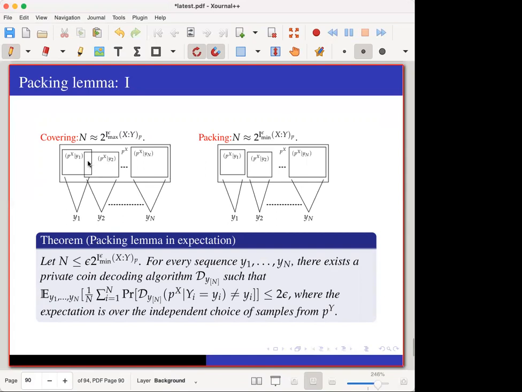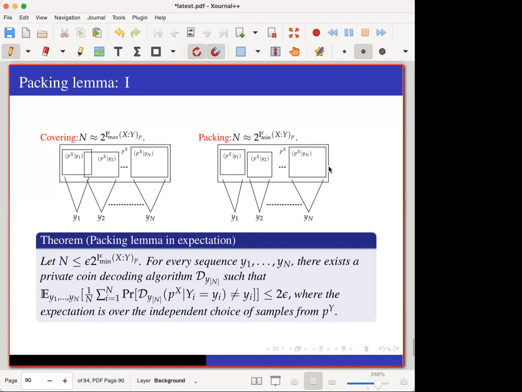If the overlap was too much, if this point appeared as the common intersection of many boxes, then this would have too high a probability. So that is not allowed by covering. There can be some overlaps, but every point is covered by means of some overlaps. So that is covering. Packing is different.